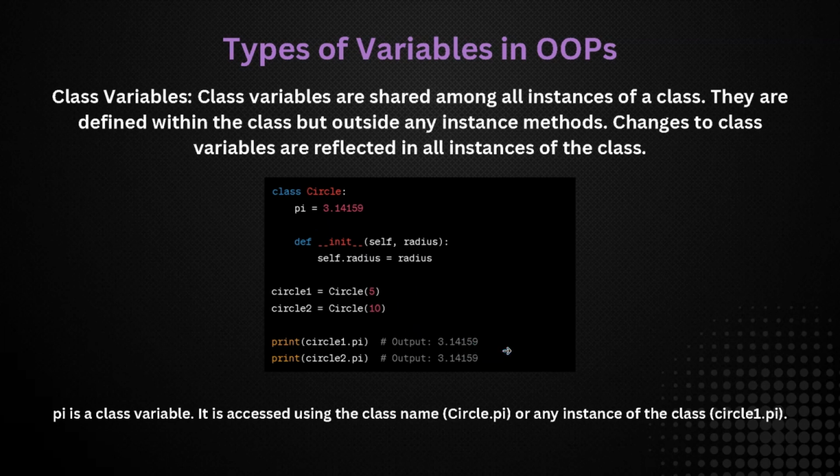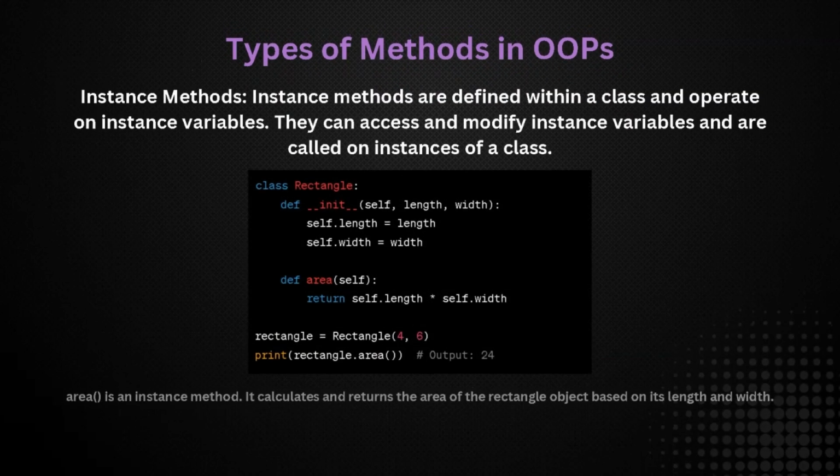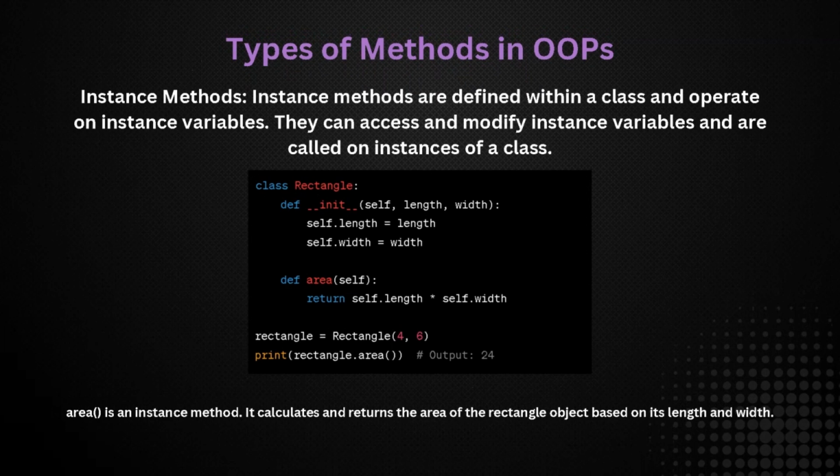Why? Because it is a common sharing between all the objects of class circle. Now, if you know the types of variables, we have different types of methods as well. So we have two types of variable, instance and class. Similarly, we have three types of method: instance, class, and static. Let's see one by one what they are.